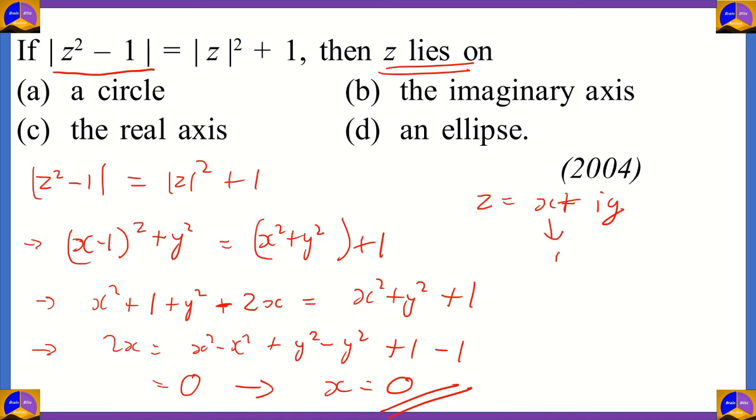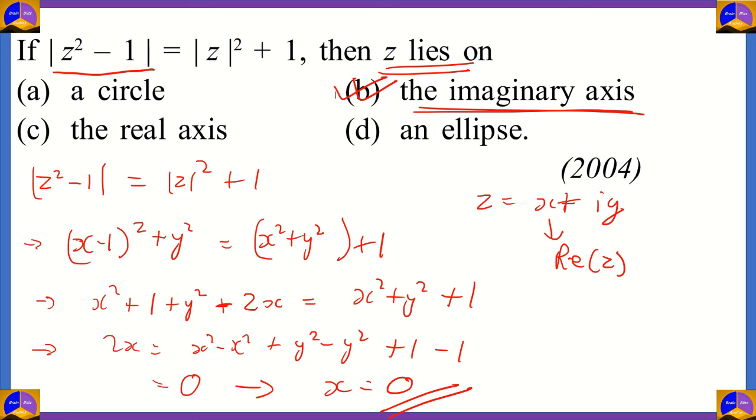Now remember, x is the real part of z. So if the real part of z is 0, then the complex number z must lie on the imaginary axis. So the correct option here is option B, the imaginary axis. So why we know it's the imaginary axis? Because the real part of z, that is x, is given out to be 0. And we did that by using the formula for modulus. Modulus of z will be equal to x squared plus y squared if z is equal to x plus iy.